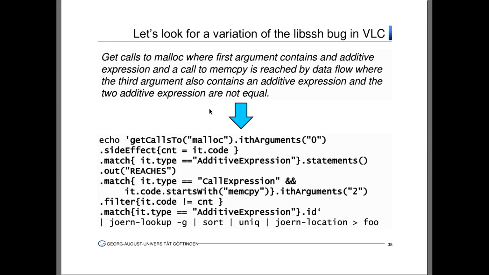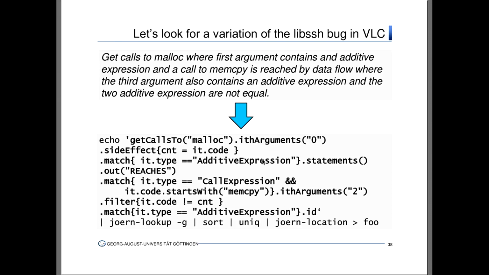Now, as a query, it looks like this. This is a custom step, get calls to. You'll find a lot of different ones. There's, for example, get definitions, get functions by name, stuff like that. This gives you the start nodes. So get calls to malloc. From there, walk to the first argument. It's 0 because we're computer scientists and we start counting at 0. And as a side effect, store the code that you see there, that's the first argument, in a variable called CNT.